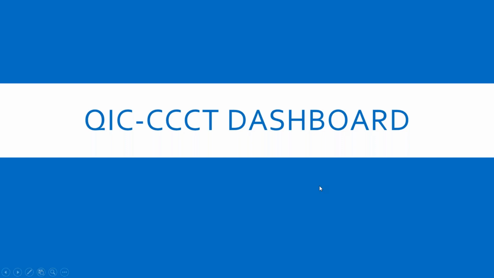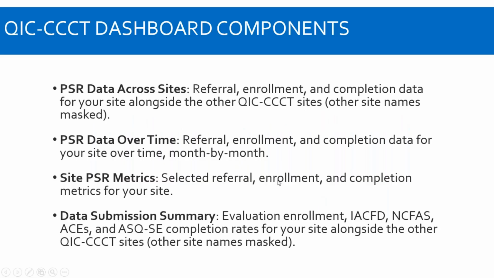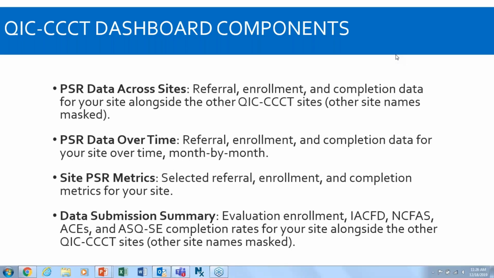So before we look at the dashboard itself, I'd like to give a quick overview of the basic structure of the dashboard. There are 4 pages or tabs in the dashboard. The first 3 are about program performance in terms of both process, such as referral and enrollment, and outcomes. Primarily completion status is the main outcome that we look at. And across the 3 sheets or 3 tabs, we look at these things in 3 different ways. First, we look at your program alongside the other quick programs. Then in the second sheet or tab, we look at your program over time. The third one looks at your program's current status.